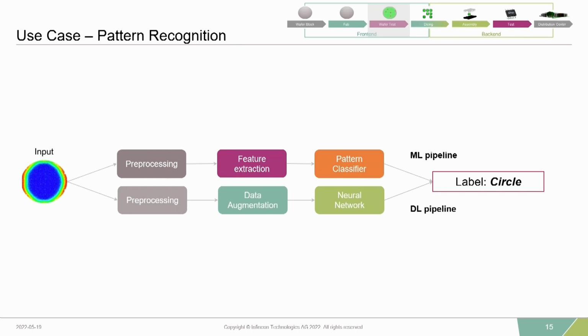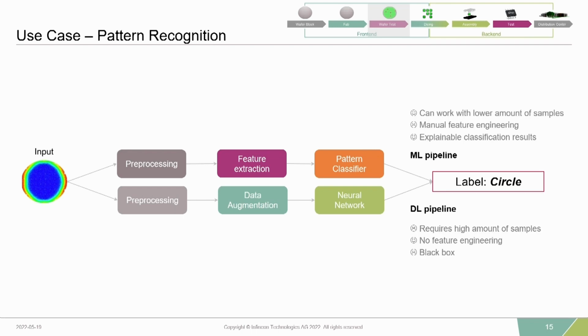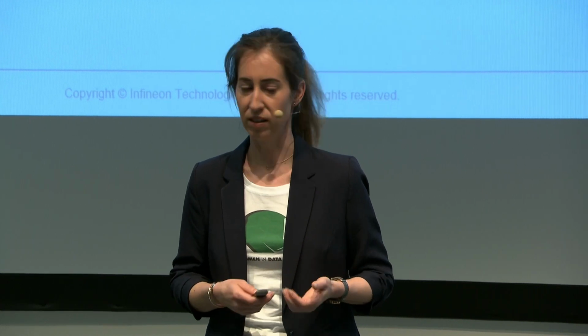And you might also know these discussions about which model you should use. Should you use a machine learning model or a deep learning pipeline? And we as data scientists know what the pros and cons are. But at least in a scientific field, you can always say, let's try it out, let's find out which works the best for our model.